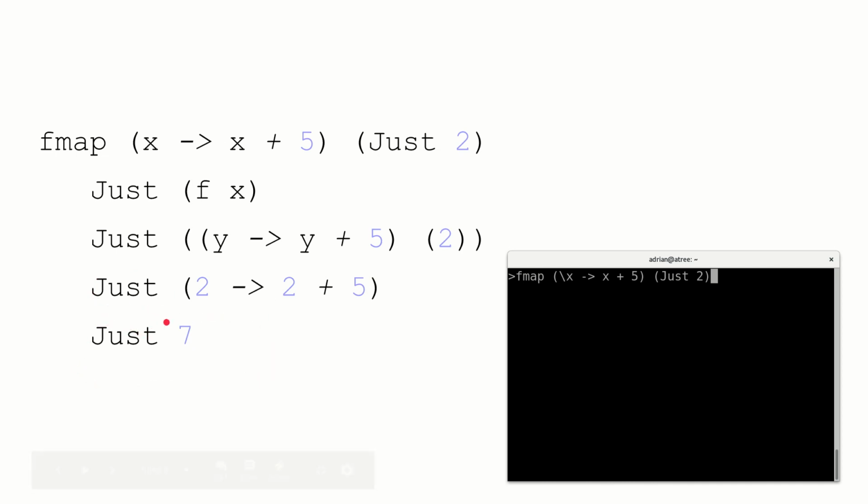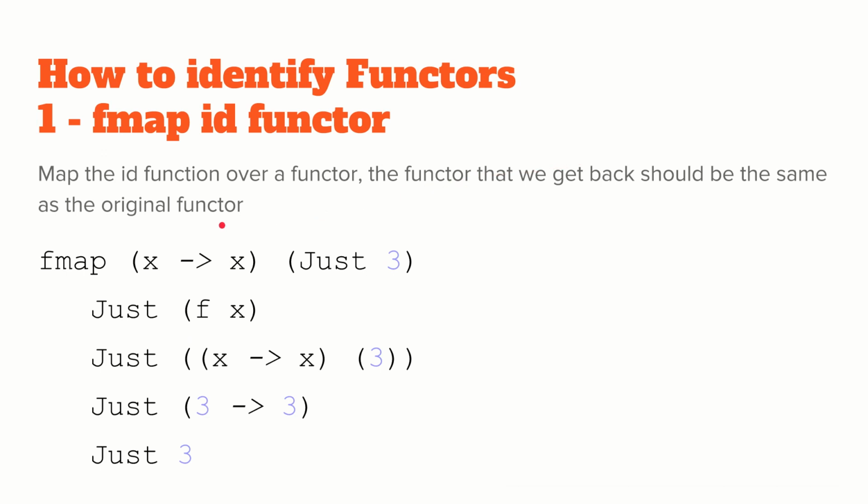So this whole mapping business is very much like, I have a value in some kind of container and I want to apply a function to it, and it's got to be a one parameter function if you want to get a value out. So there we go. So how do you identify functors?